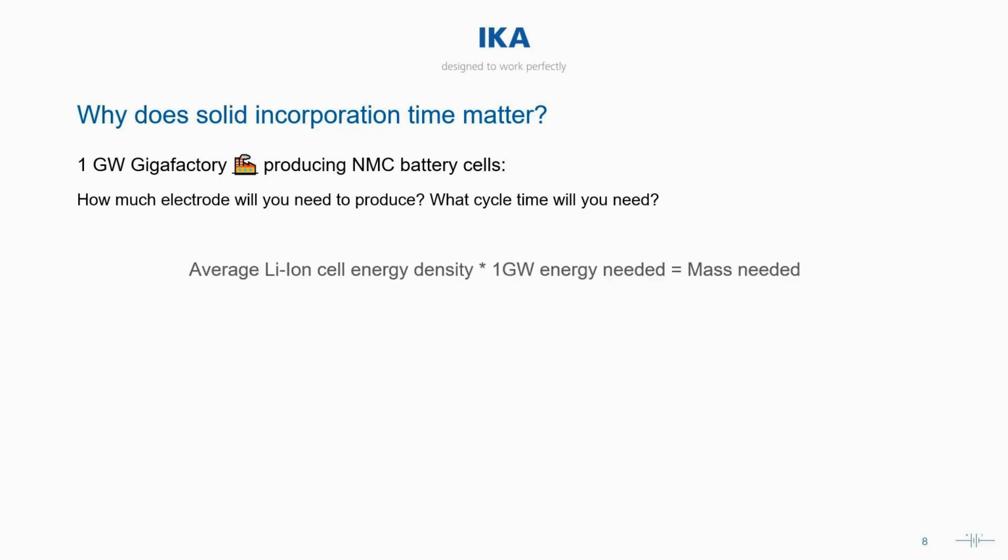So we start by using our previous knowledge about the average lithium ion cell energy density, and we're going to multiply that by the 1 gigawatt hour of energy that we need for our gigafactory to get the total mass of the active material that we will need. So we see that we're going to need around 6.7 million kgs of active material to be able to reach that energy.